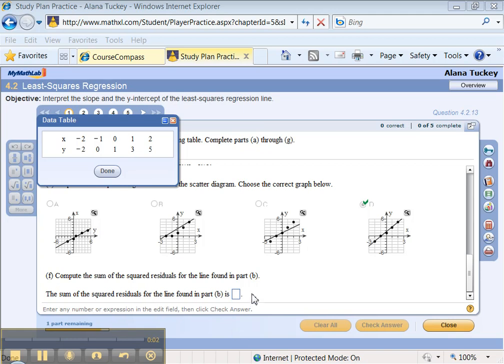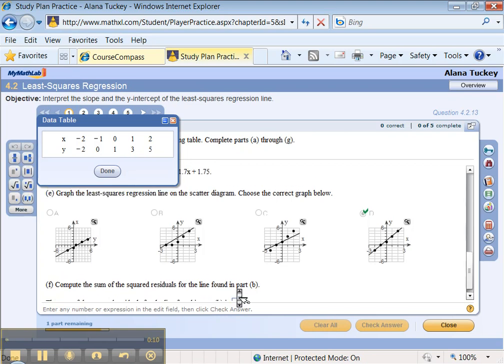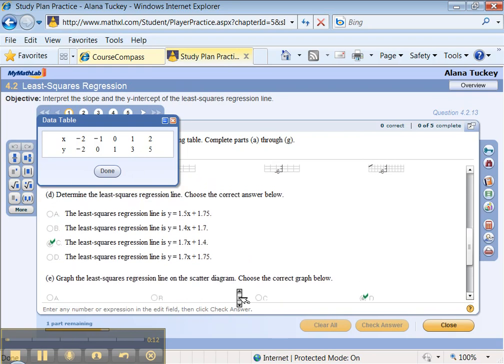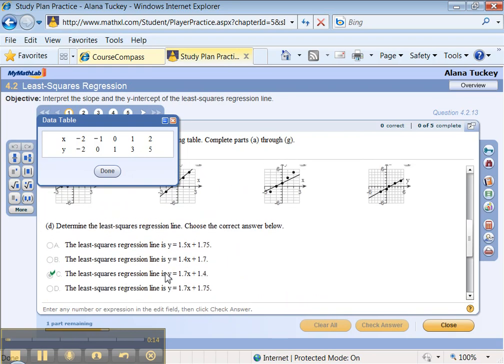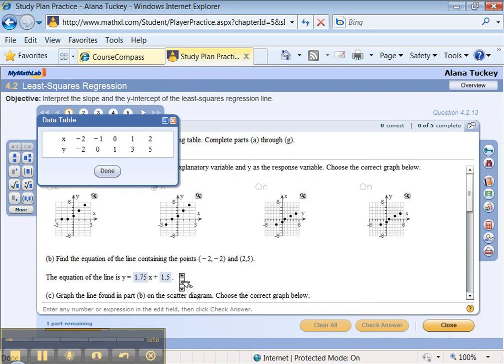Alrighty, so now we're back looking at this question where it says to compute the sum of the squared residuals for the line found in part B. That means it's not the regression equation line. It's actually this line that we found here, oh no, not that one, that's regression, I'm sorry. It's this one, 1.75x plus 1.5.